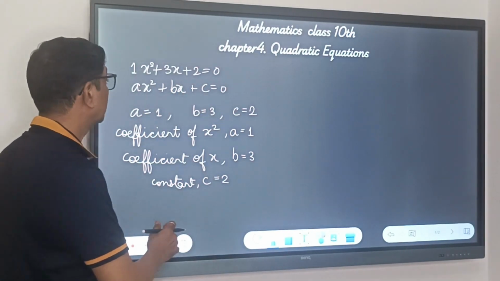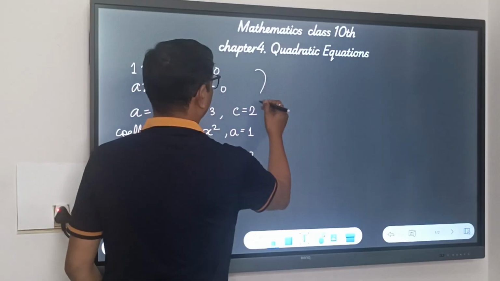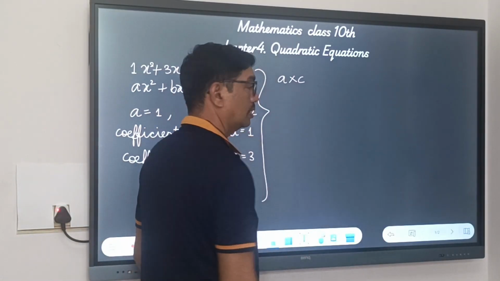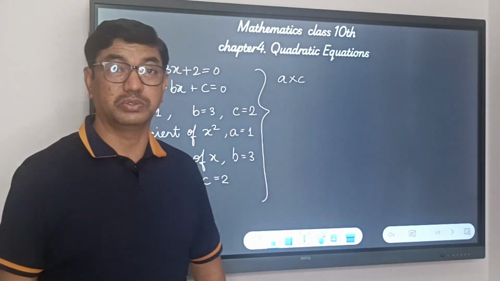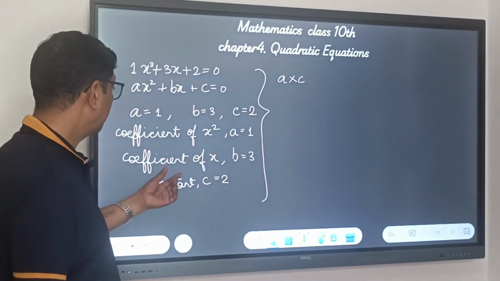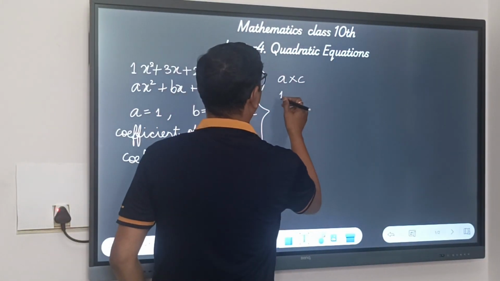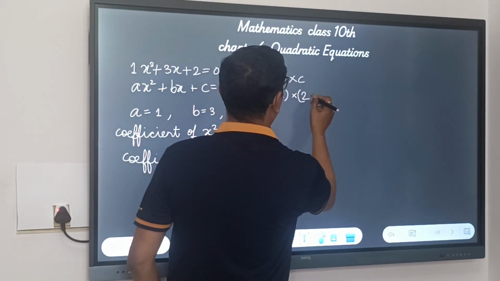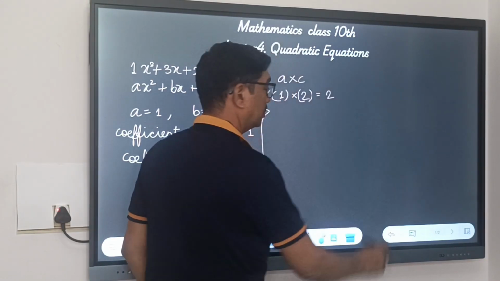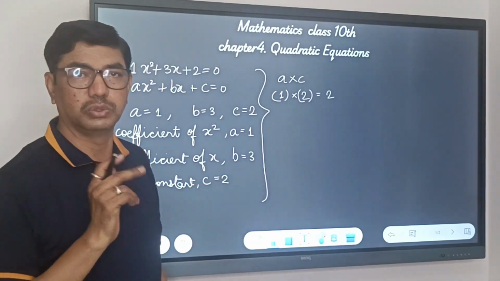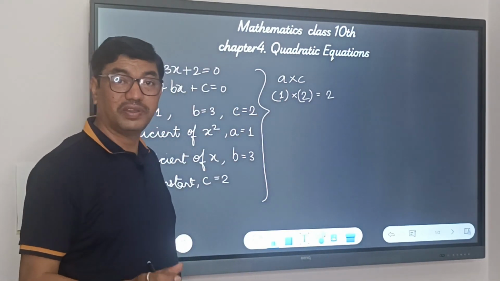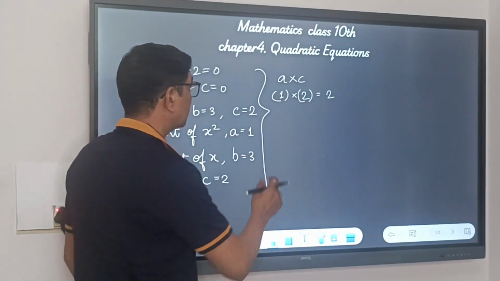After doing this, you have a into c. Don't forget to write that a into c. What is a? In place of a, you write 1 and in place of c, you write 2. So 1 into 2 is how much? 2. When you multiply, you should get 2 as the constant term. Then when you add the factors, which are the factors? Factors are 1 and 2.